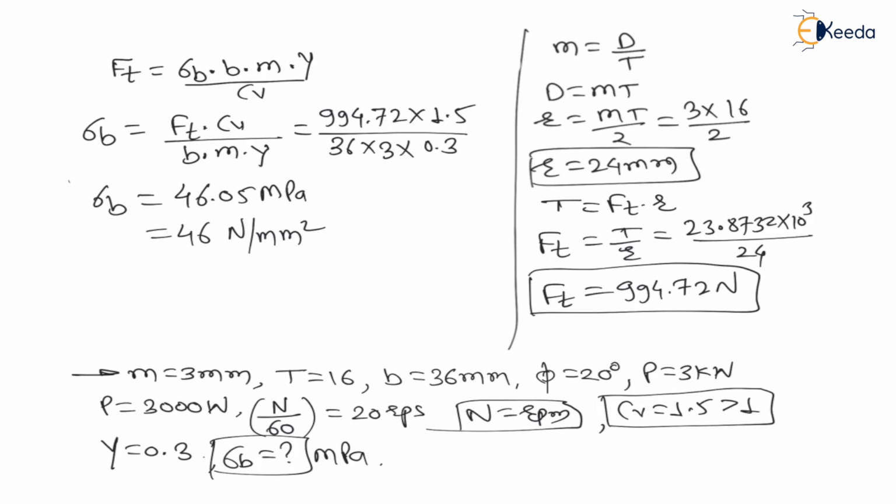And look at the options. Option B is 46 MPa. MPa is nothing but Newton per mm square. Therefore, option B is the correct choice.